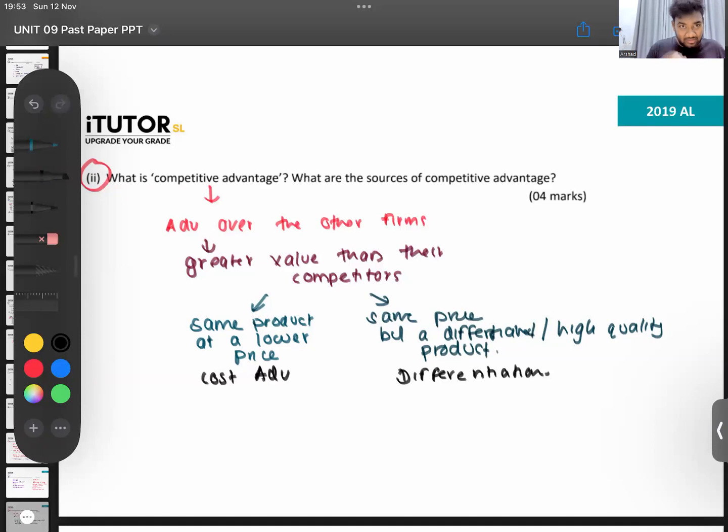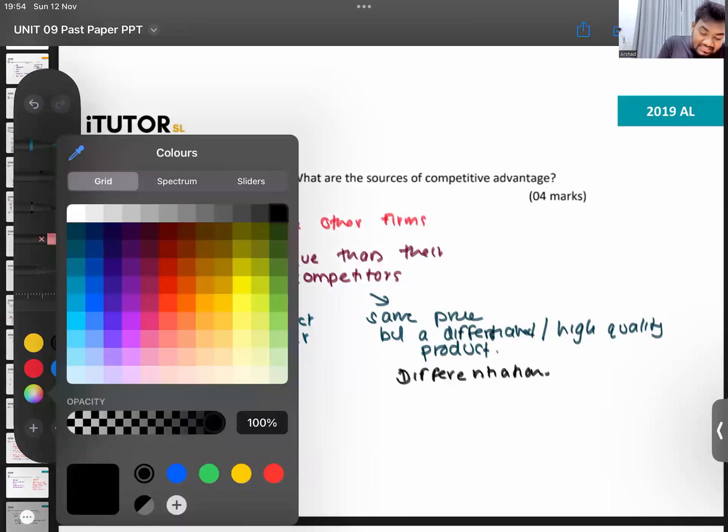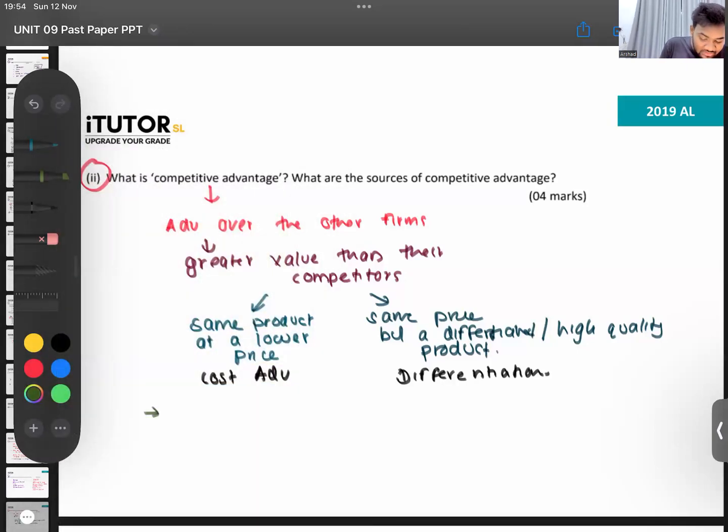So once again, what is competitive advantage? Competitive advantage is where you have an advantage over your rivals. It can be a firm, it can be a country. You have a better advantage. Why? Because you provide greater value than them. How can you provide greater value? Either the same product, you give it at a lesser cost. That means you have a cost advantage. Or for the same price, you give a higher quality or a better differentiated product. That's differentiation.